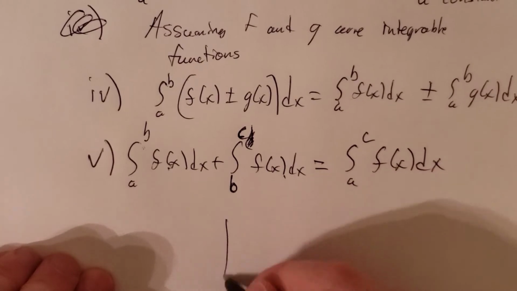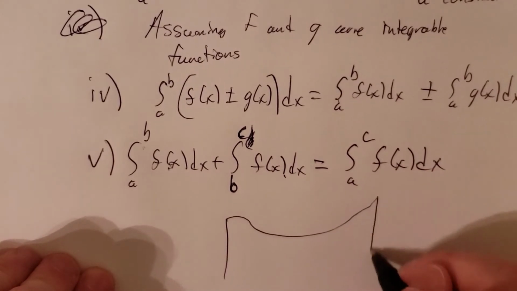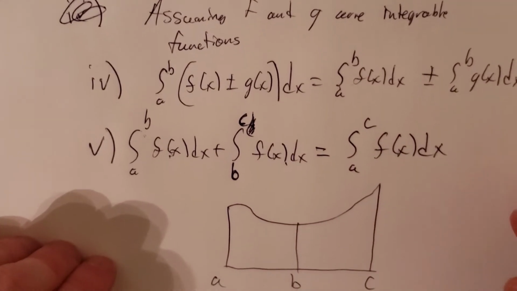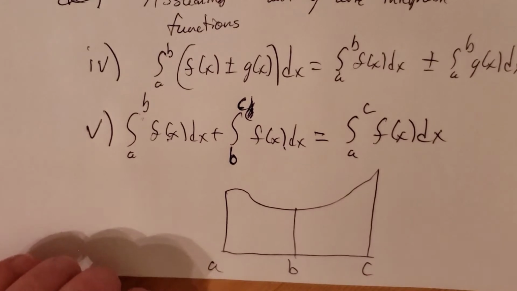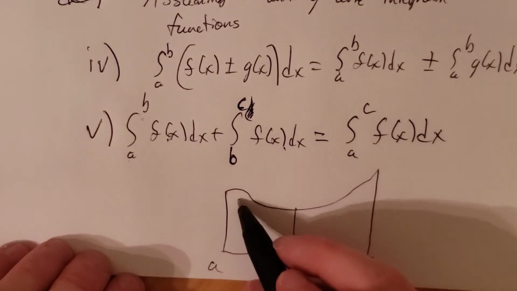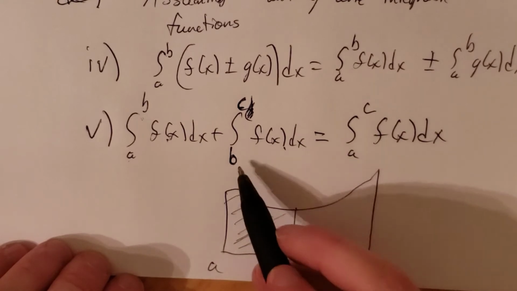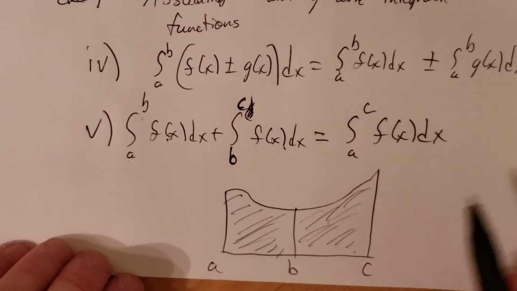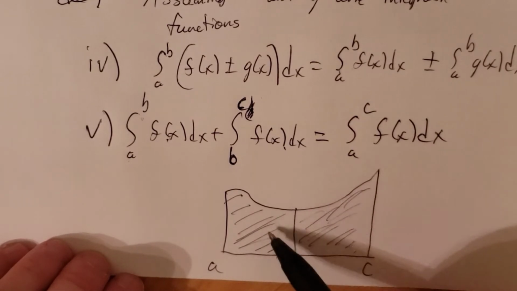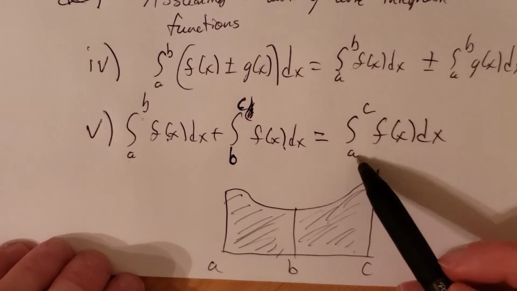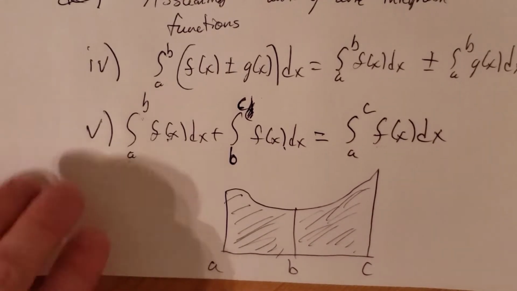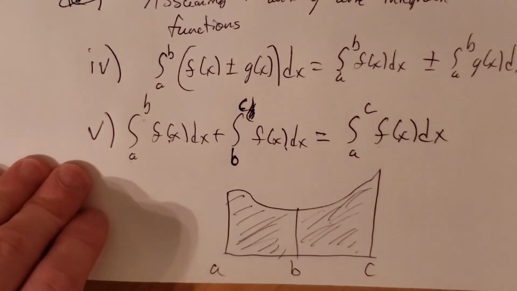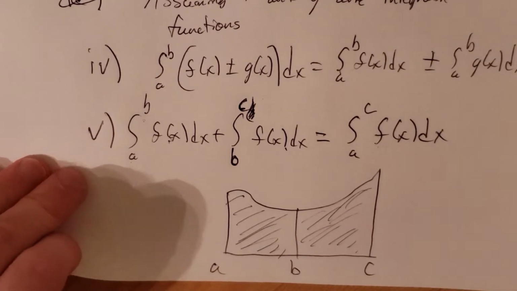And let's draw a picture to see why that is. If we have a, b, c here, then the integral from a to b of f of x dx is this region. The integral from b to c of f of x dx is this region. And then if you add those two up, clearly that is just the total area under the curve f of x from a to c. So we don't really go through and prove this right now, but we see from the picture that this should absolutely be true. And it is.